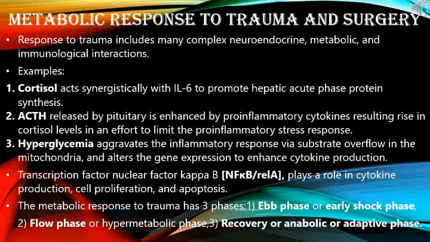Many complex interactions involving the neuroendocrine, cytokine, and metabolic pathways drive the post-traumatic tissue response. For example, cortisol acts synergistically with interleukin 6 to promote the synthesis of hepatic acute phase proteins like C-reactive protein and ceruloplasmin. ACTH release by the pituitary is enhanced by pro-inflammatory cytokines, resulting in a rise of cortisol levels in an effort to limit the pro-inflammatory stress response.